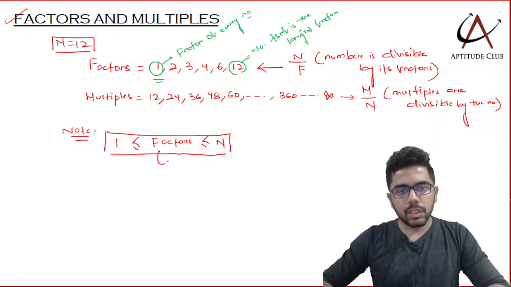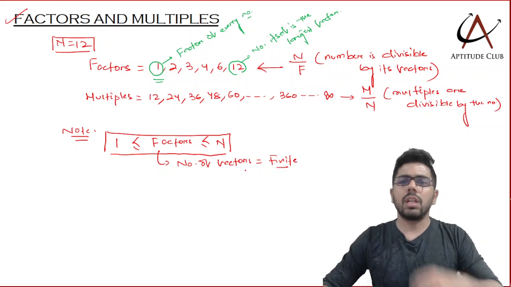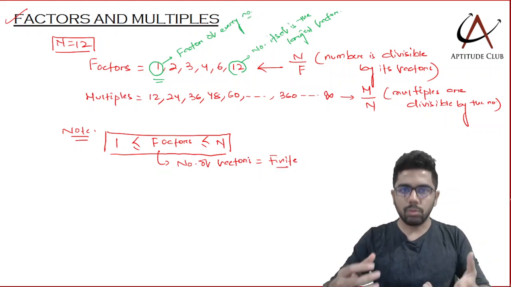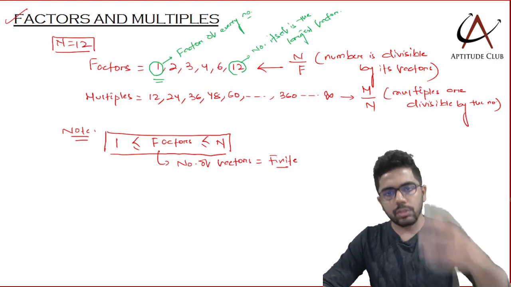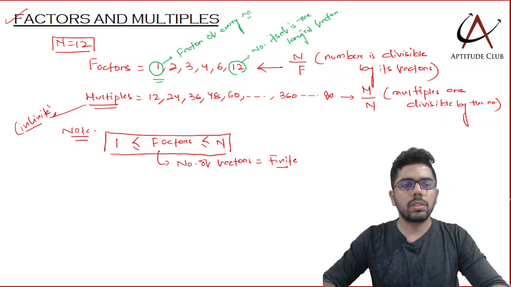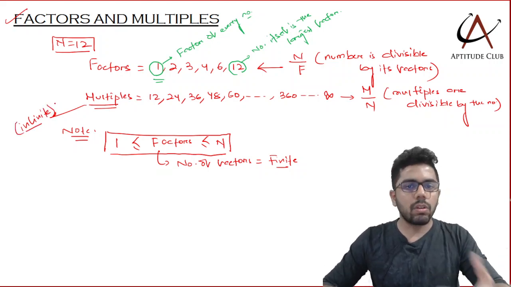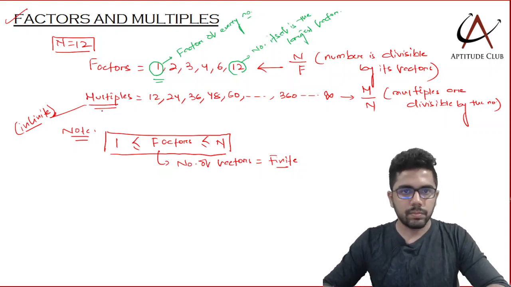So I can say from this that the number of factors of any number is always finite. No matter how big the number is, I can actually count the total number of factors, because the range from 1 to that number is limited. But the number of multiples is infinite. You cannot count the number of multiples until you have been provided a range. You cannot calculate the total number of multiples, but the total number of factors is finite.